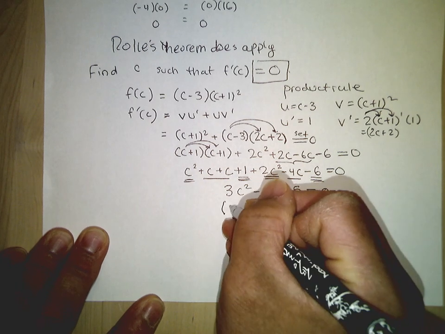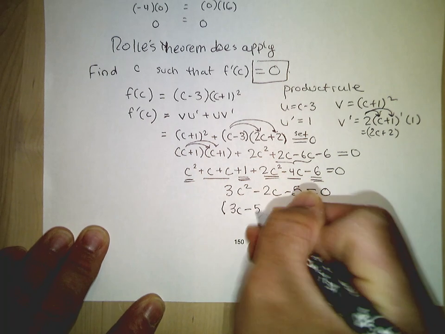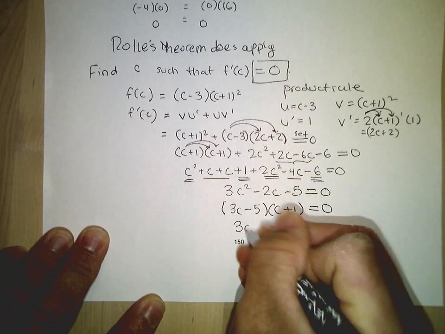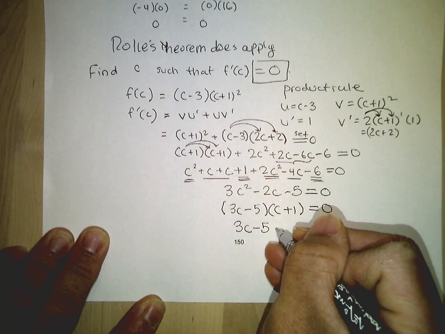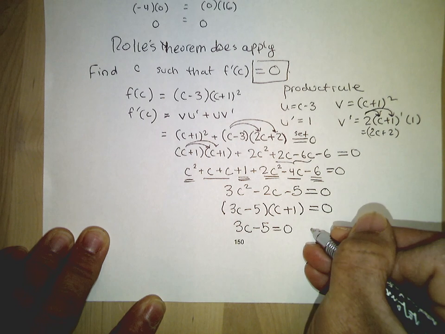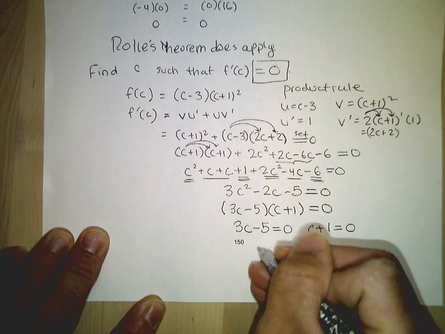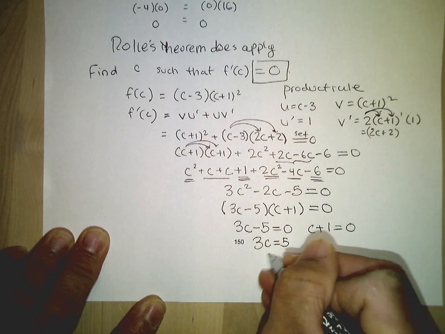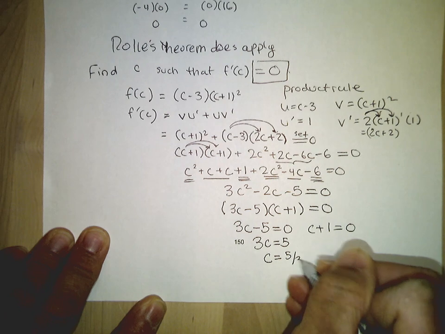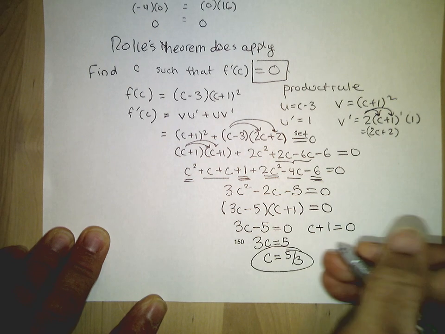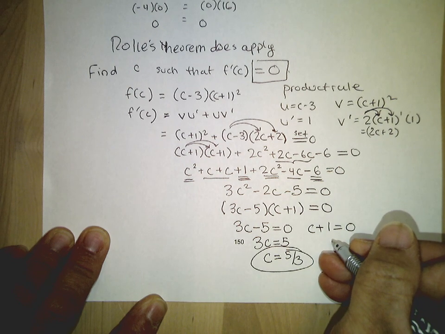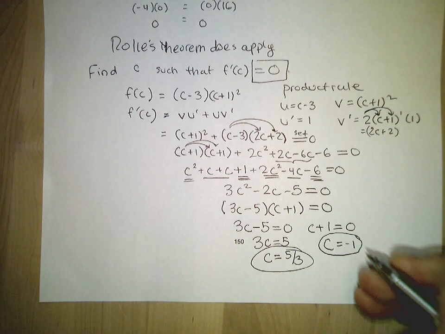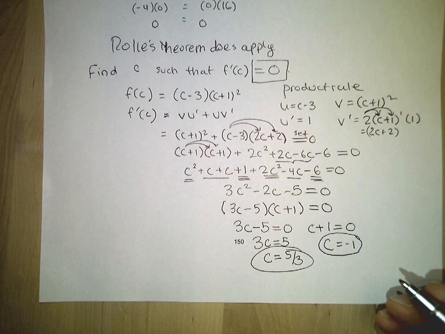So now let's factor this. 3c minus 5 times c plus 1 equals 0. So set each factor equal to 0. 3c minus 5 equals 0, and c plus 1 equals 0. If you add the 5, you get 3c is 5, and divide by 3. So c is 5 over 3. And for this factor here, you can subtract the 1 and get c is equal to negative 1.